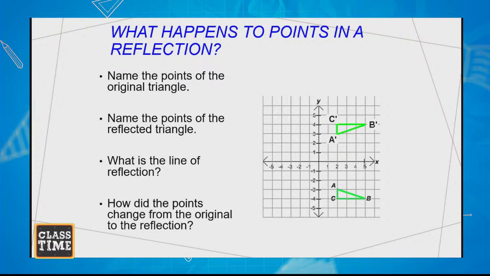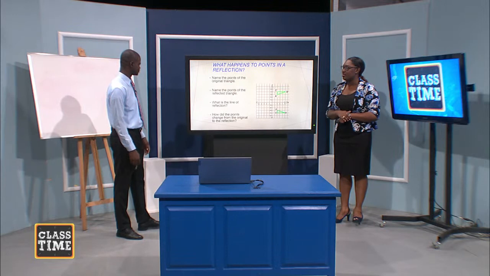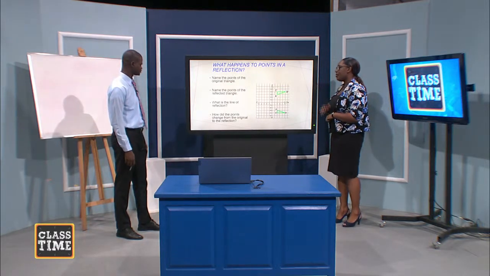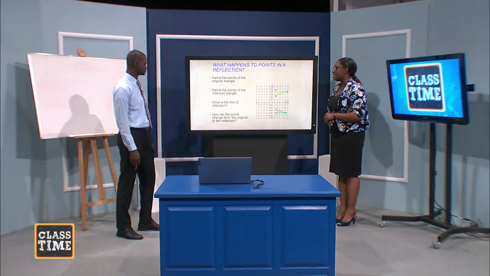So what happens to a point in a reflection? Name the points of the original triangle. How are we going to know which one is the original and which one is the copy? The original does not have the prime. Whenever you see the prime on it, it means that is the image that has been reflected, while the one without it is my pre-image.